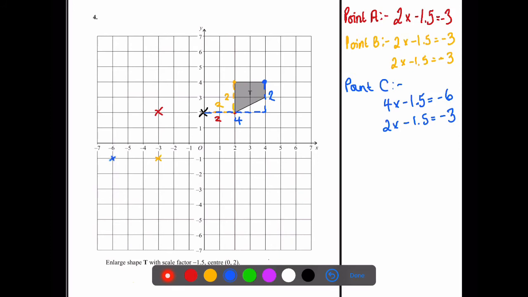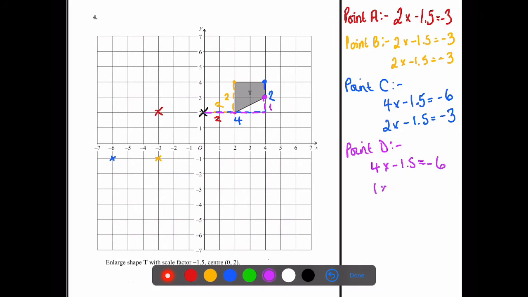But just in case, we're going to do this point. With that point, again, we're going across 4, but we're just going up 1. So point D is 4 times minus 1.5, which is minus 6.